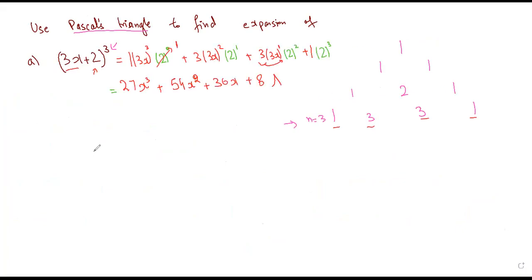So this is the expansion of this to the power 3, Pascal's triangle. Okay, now I have to do part B. It says 5 minus x to the power 4. And I want all of you to try this.